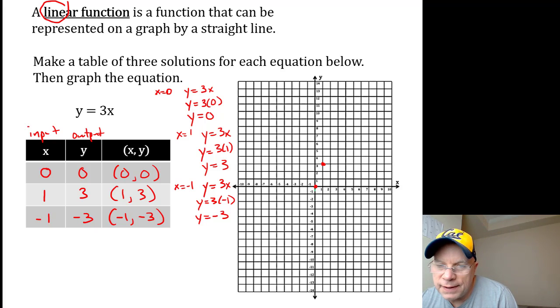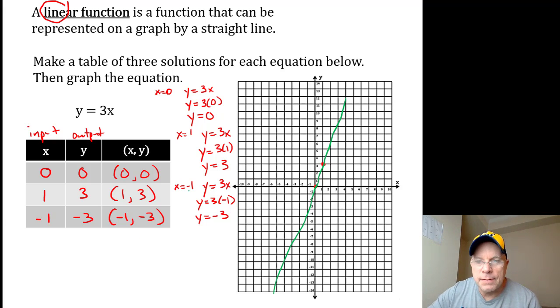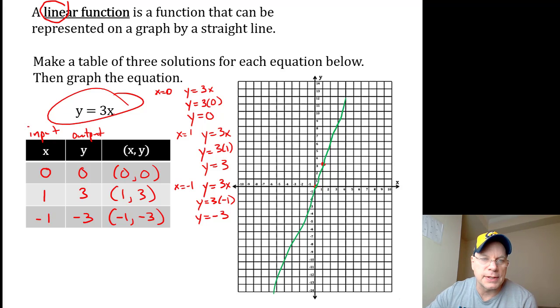Okay, if I draw a line through these first 2 points, there's my line. But when we graph this third point, it should be on our line because this function represents all of the possible outputs I would get for any possible input. And so when x is negative 1, the output is negative 3. So it should be on that line. That line defines the relationship between x and y, the inputs and the outputs.